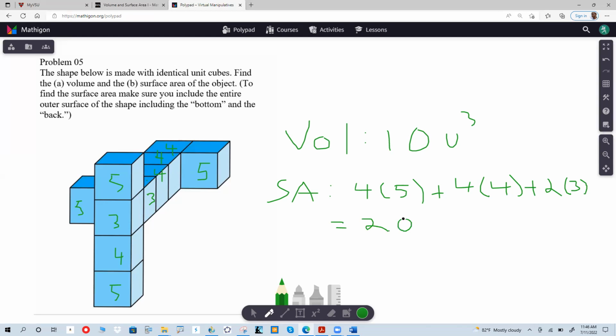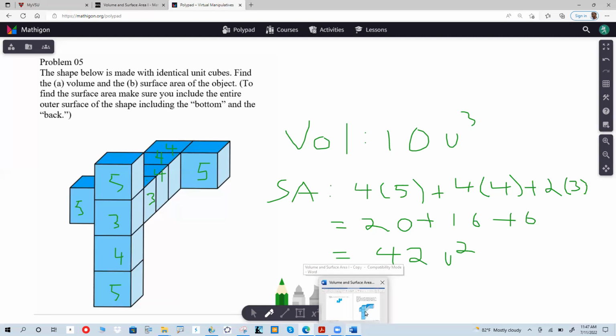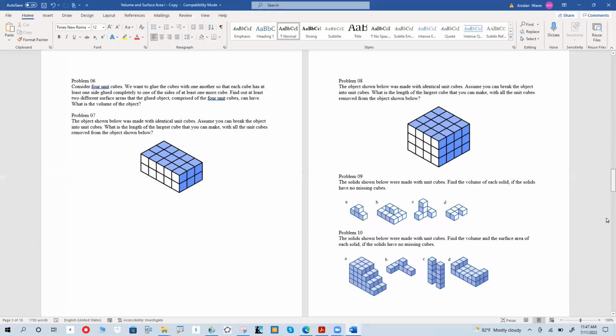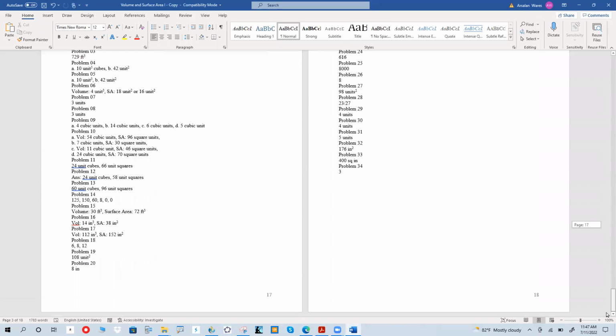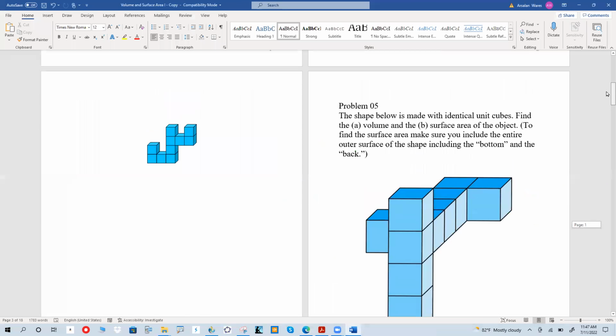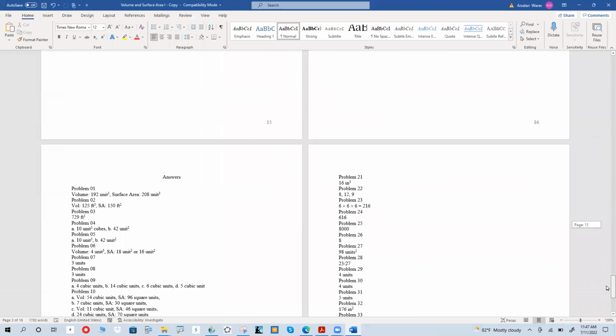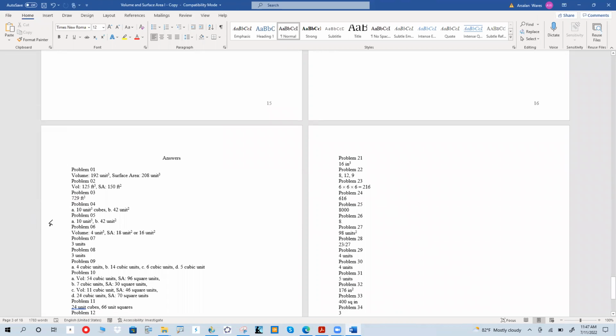20, 16, and 6. And 16 plus 6 is 22. 22 plus 20 is 42. And we'll check my answer. I hope it's 42u square and 10u square, but of course, if I messed up, I'll have to fix it. Five. Not bad. I got the right answer right here, okay?